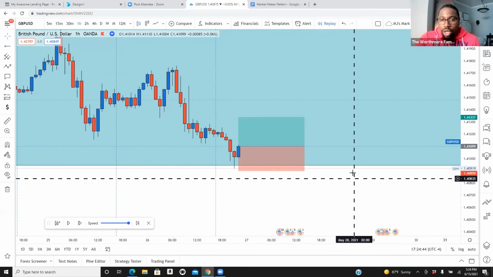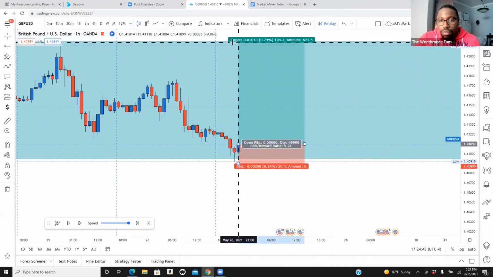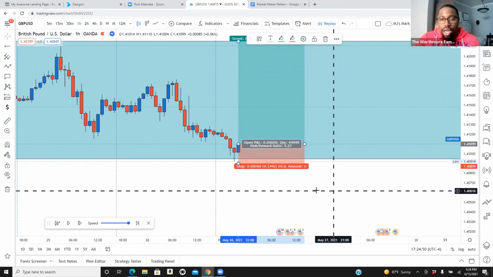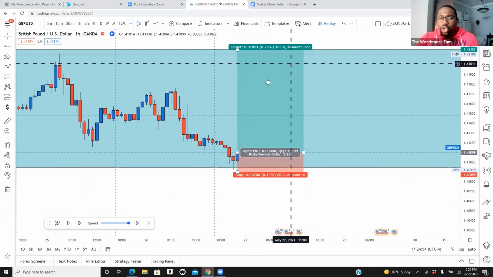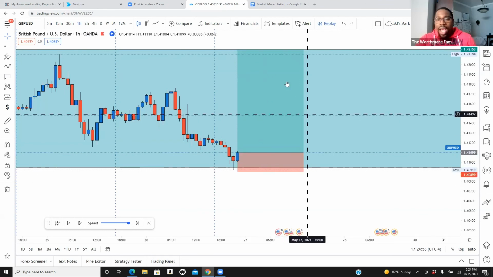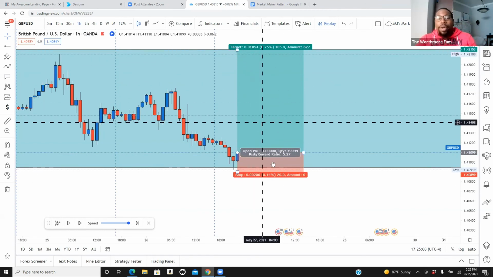But here's my reward. My reward is the high of the accumulation phase, right? Now here, I've got a 1 to 5.27 risk to reward trade. I'm putting 20 pips on the line, but I got a potential of 105 pips. Think about this for a second. I'm putting 20 pips on the line.